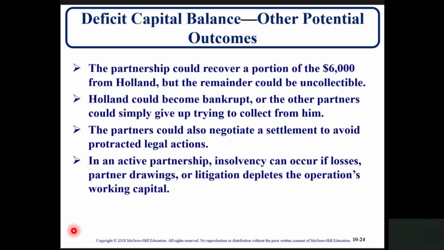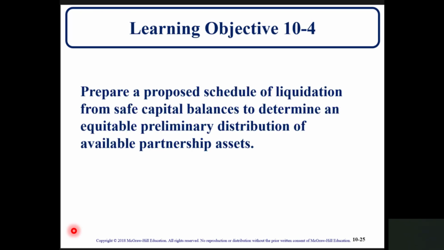Other potential outcomes: the partnership could recover a portion of the $6,000 from Holland, but the remainder could be uncollectible. Holland could become bankrupt, or the other partners could simply give up trying to collect from him. The partners could also negotiate a settlement to avoid protracted legal actions. And in an active partnership, insolvency can occur if losses, partner drawings, or litigation depletes the operation's working capital.